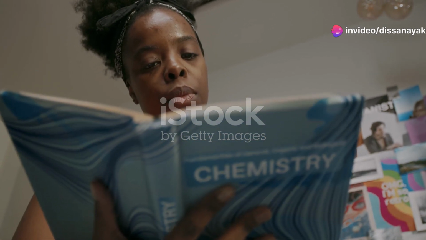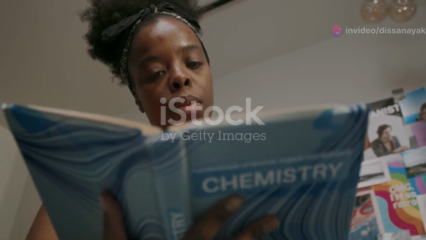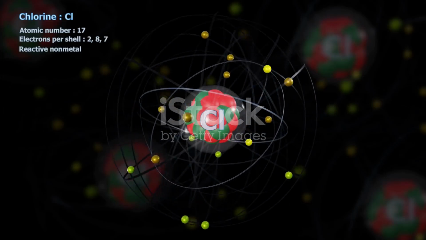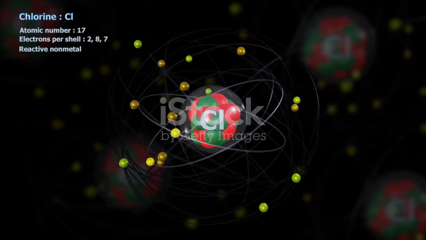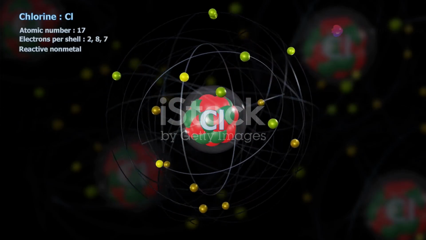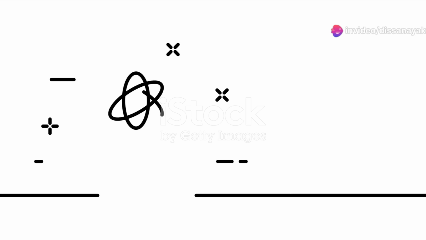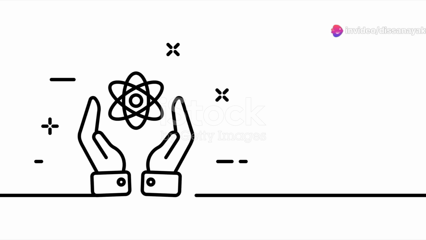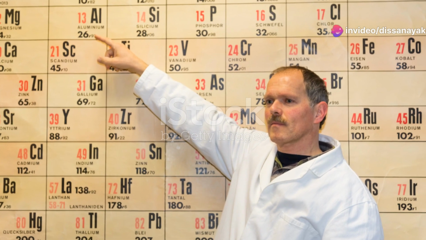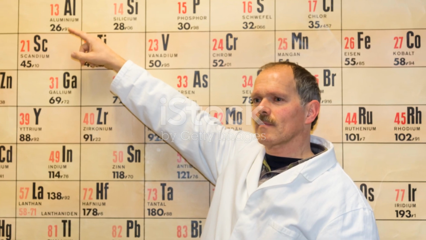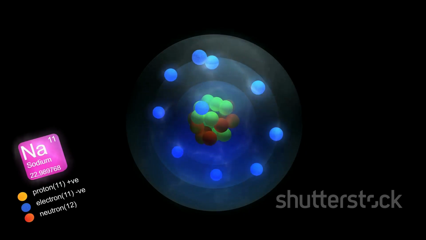Section 5. Ionic bonding: opposites attract, electrons transfer. Let's talk about ionic bonding, the extreme case of the electron tug-of-war. In ionic bonding, one atom wins the tug-of-war outright. This happens when there's a large difference in electronegativity between the two atoms involved. Think of sodium and chlorine.